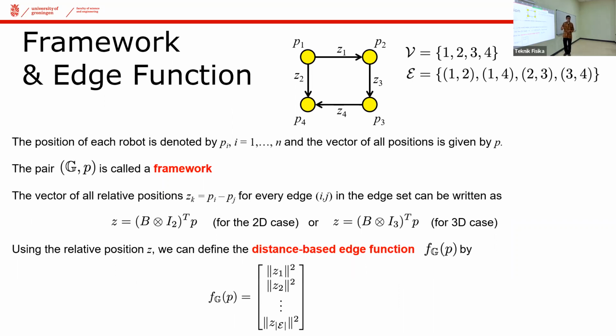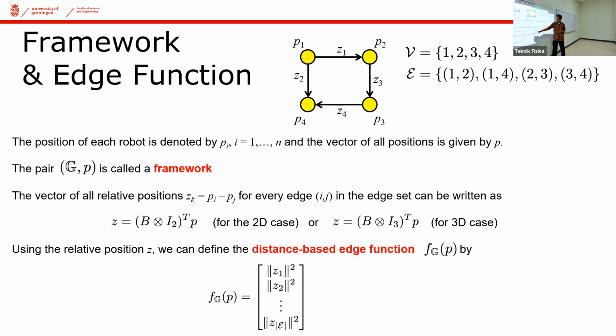Using the relative positions, now we can define the quantity that we can use to define formations. Previously, we only talked about relative positions and positions. But now, in order to define formations or shape based on the information that we have, we can define edge functions. In this case, I would call it distance-based edge functions. Why is it an edge function? Because the function is defined based on the edge information. In this case, the edge information is the relative positions, Z1, Z2, Z3, and Z4.